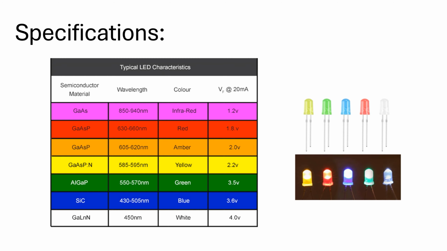Here is the specification of these LEDs. I'm using this kind of LEDs. Here we have the specifications for the red, yellow, green and blue colors. For the red one, the maximum voltage is 1.8, yellow is 2.2, blue is 3.6 volts. This is the maximum voltage which we can apply on the LED, and the maximum current is 20 milliampere. I'm going to show you in the next slides how we can use this table.